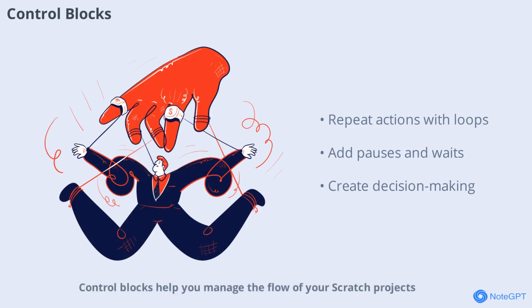Control blocks help you manage the flow of your Scratch projects. They let you repeat actions, wait for a certain time, or make decisions using if statements. With control blocks, you can create loops, add pauses, and build more complex behaviors. These blocks are essential for making games and animations that need timing or decision-making. Experiment with different control blocks to see how they change the way your project works.